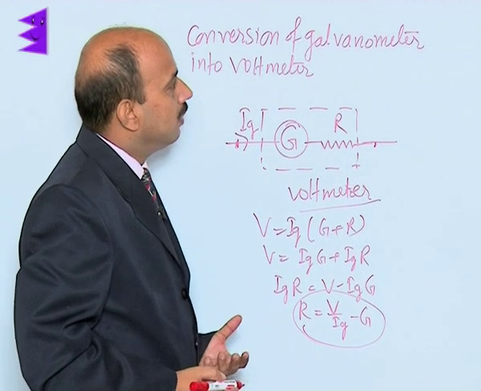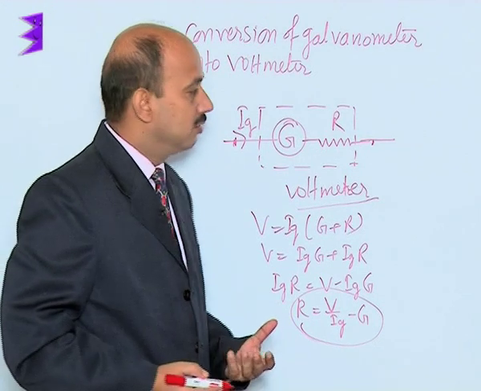So the galvanometer is converted into a voltmeter by connecting a very high resistance in series.